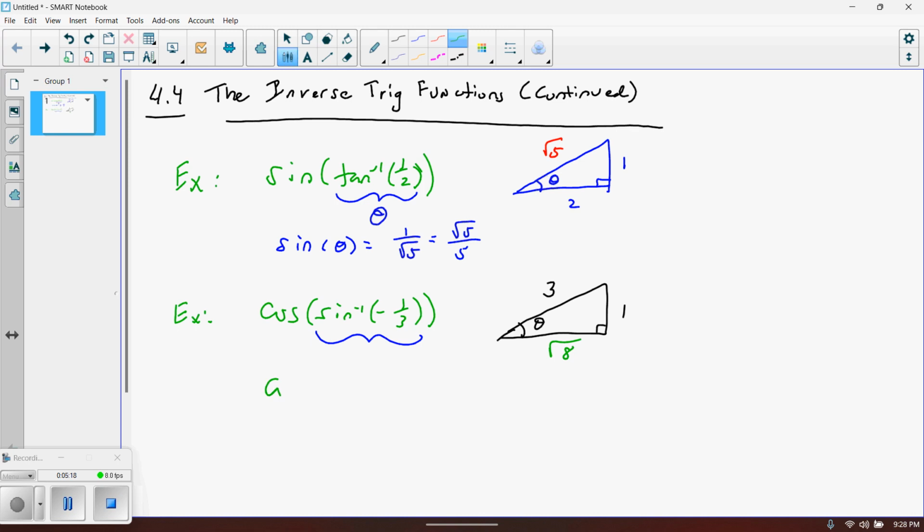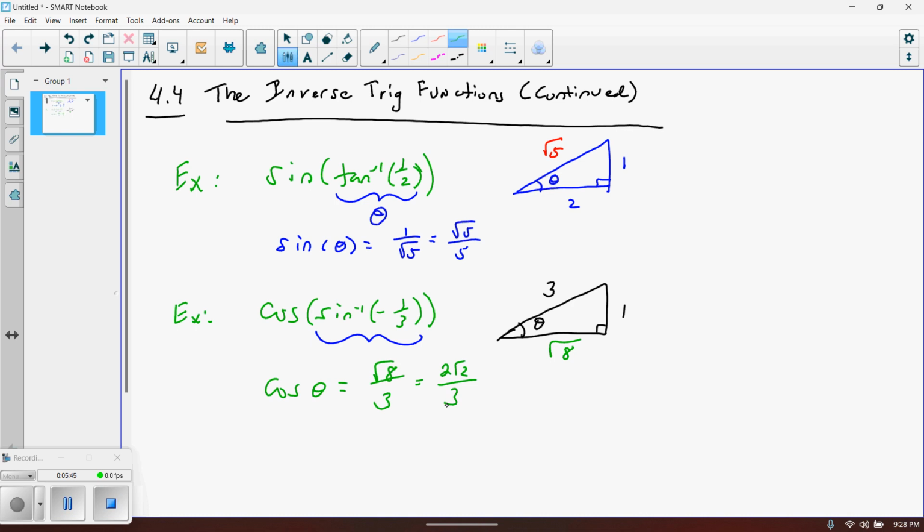So if I take the cosine of the angle, that should be the square root of 8 over 3. And of course, you could reduce the square root of 8 to 2 square roots of 2 over 3. Again, I will not require that, cannot guarantee it would not be required for your MyMathLab.